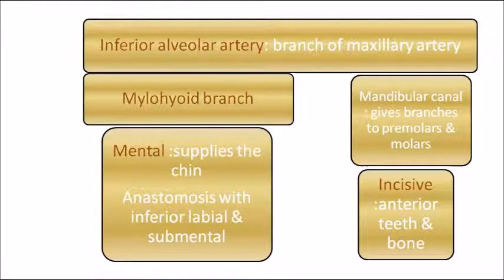So please be thorough with aspects like which branch is given before entering the canal and which branches are given after entering the canal or within the canal. They could ask you questions specifically like that. So don't be confused. The inferior alveolar artery has one mylohyoid branch, given before entering the mandibular canal. Within the canal, branches are given to the premolars and molars, and further anteriorly to the anterior dentition through the incisive branch, and to the chin region through the mental branch.